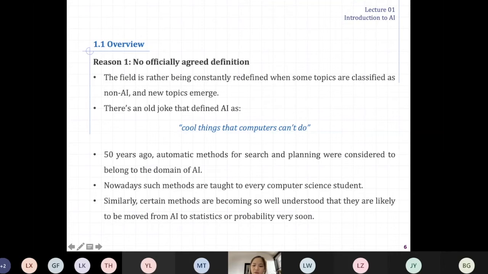Other methods become so well understood that they are moved from AI to statistics. So we can't say that applications that typical computers can't do can be labeled as AI. It depends on the time. With advancements in technology, a lot of things can be done with if-else rules, or we can manually code them, and we no longer call it AI. So the first reason we can't come up with a definition for AI is that there is no agreed definition for it. We're going to look further at how we're going to define AI.